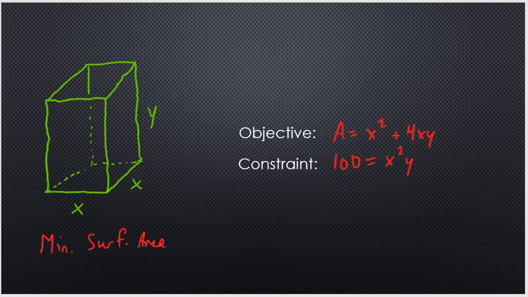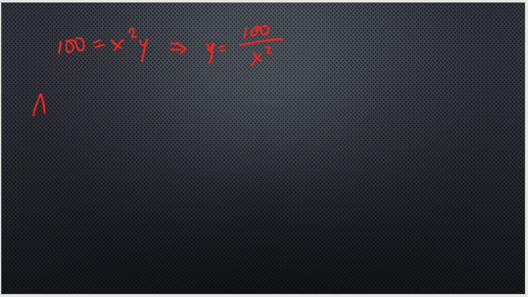So if I just divide both sides by x squared, y is equal to 100 divided by x squared. Then I take this result, which I just found, and I substitute it into my objective equation. So 100 divided by x squared is going to take the place of the y that we have here. So area is now x squared plus 4x times 100 over x squared.